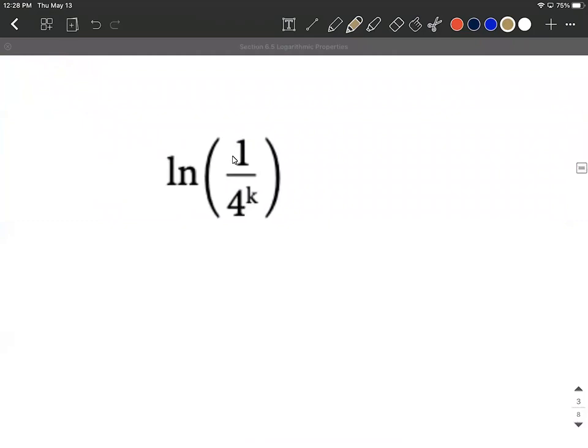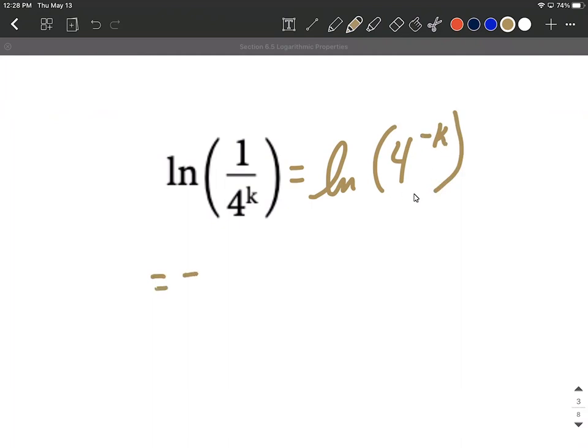Okay, natural log of 1 over 4 to the k power. Again, this is one where we want to get more and more comfortable with our power rules, with these different exponent rules, where what we can do is rewrite this and move the 4 to the k up to the numerator by making it a negative exponent, in which case our exponent is attached to everything on the inside, so we can move it down in front and make it a multiple. Fully expanded. There we go.